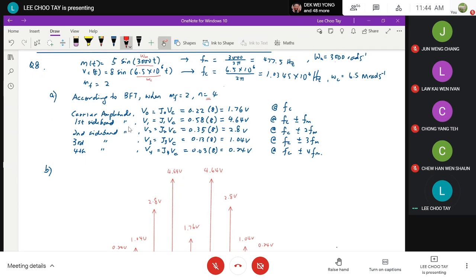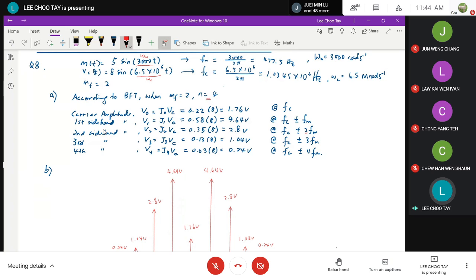Then the second sideband amplitude, I use V2 to represent, and this is the product of J2 times VC. J2 is 0.35 from the Bessel function table, and VC again is 8. So that gives us a second sideband amplitude of 2.8 volts. And the second sideband is at FC plus minus 2 FM. These two tell you that it is the second sideband.